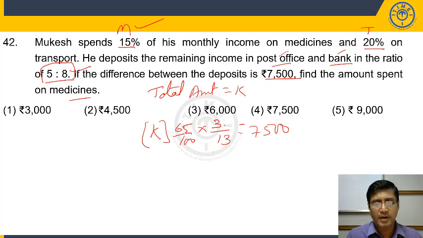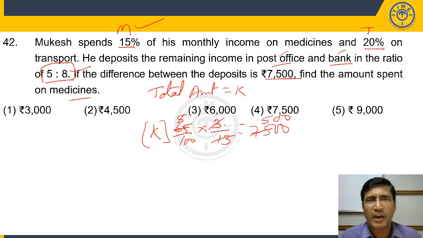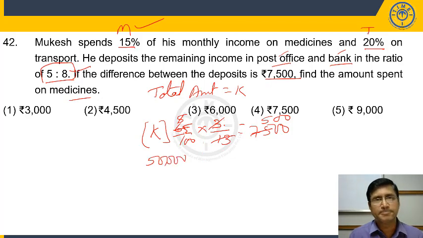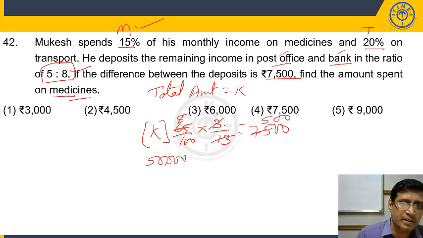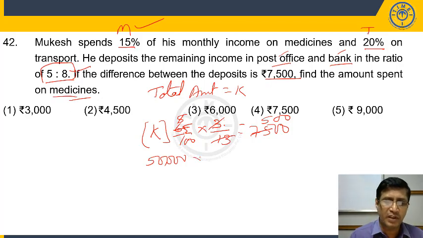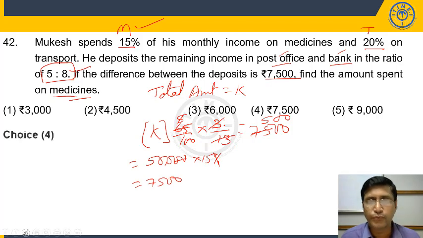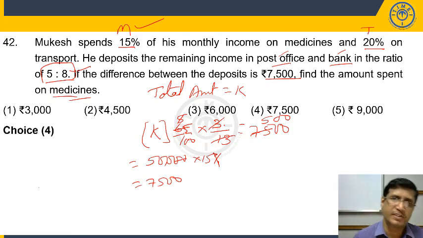Now simplify this. 13 goes exactly 5 times in 65. The product of 3 and 5 is 15. 15 we can cancel in 75, 5 times. So 500 into 100, it is 50,000. That is the total income. But what about the expenditure, the money he spent on the medicine, which is 15%. So 15% means simplify the values here. The percentage and 0 get cancelled. The remaining is 5 into 15, 7,500. The right choice is option number 4. Choice 4 is the right choice.